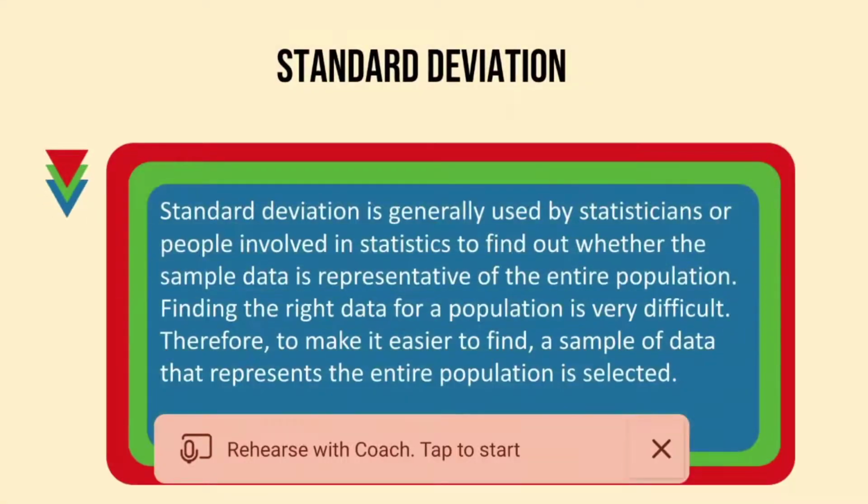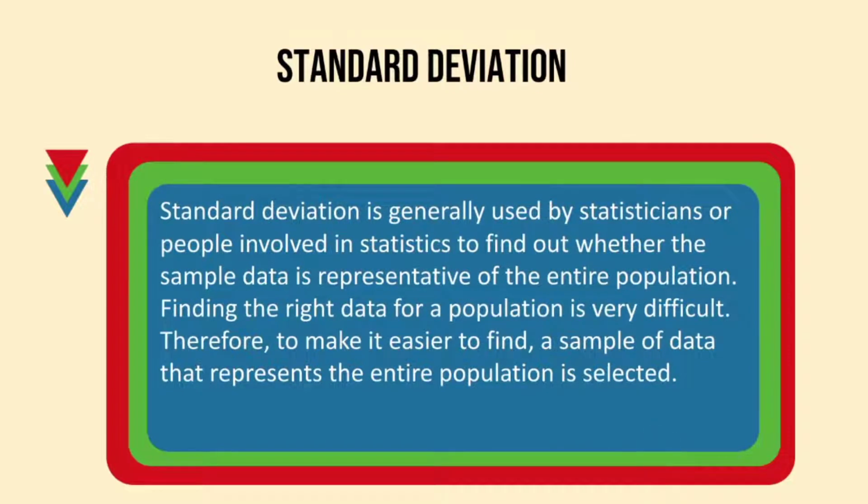Now, you might be thinking, who uses standard deviation anyways? And to that I say, I have the answer you are looking for, my dear viewers. Standard deviation is generally used by statisticians or people involved in statistics to find out whether the sample data is representative of the entire population. Finding the right data for a population is very difficult. Therefore, to make it easier, a sample of data that represents the entire population is selected.